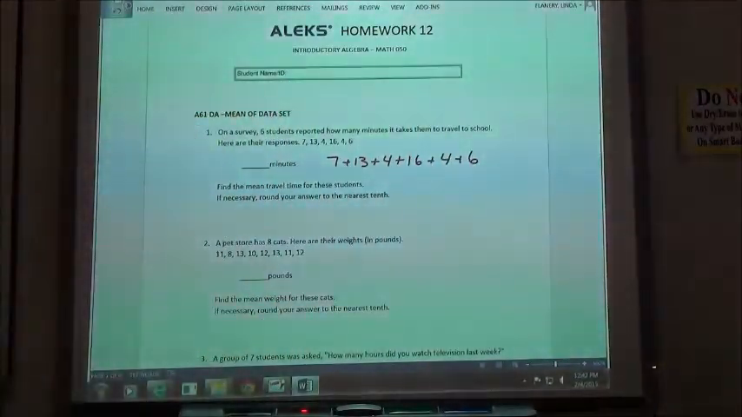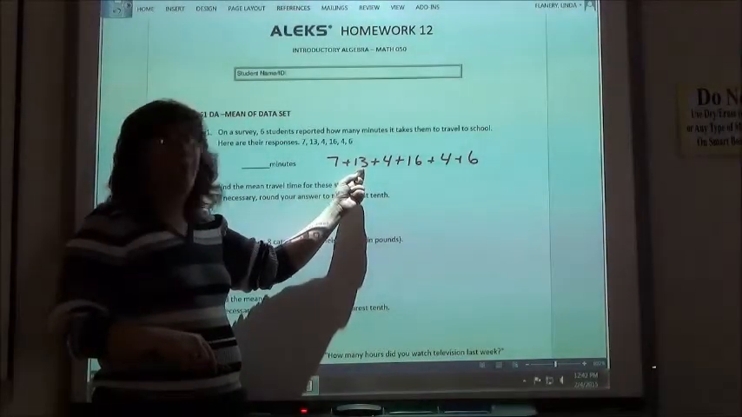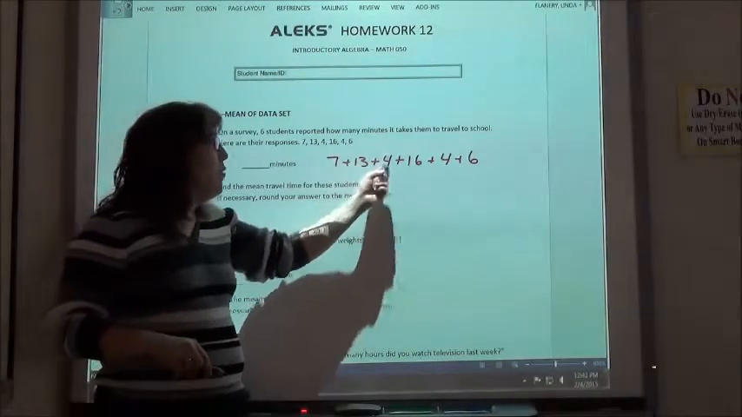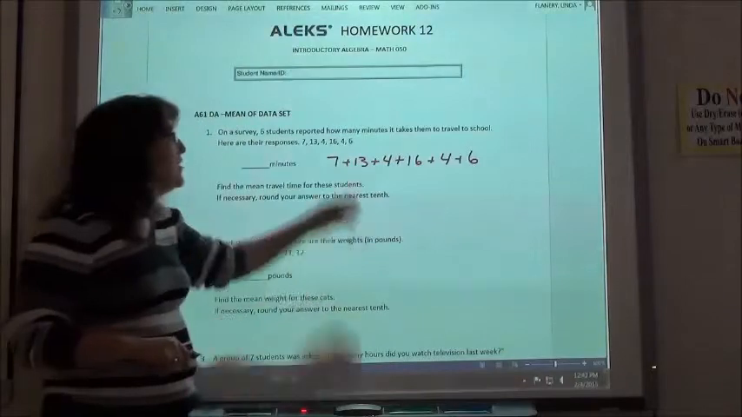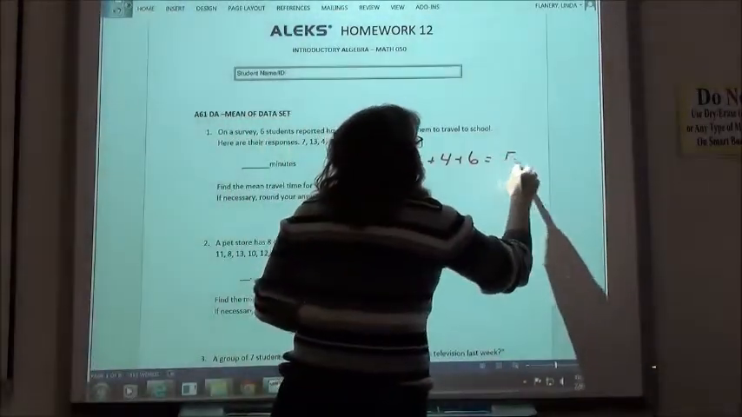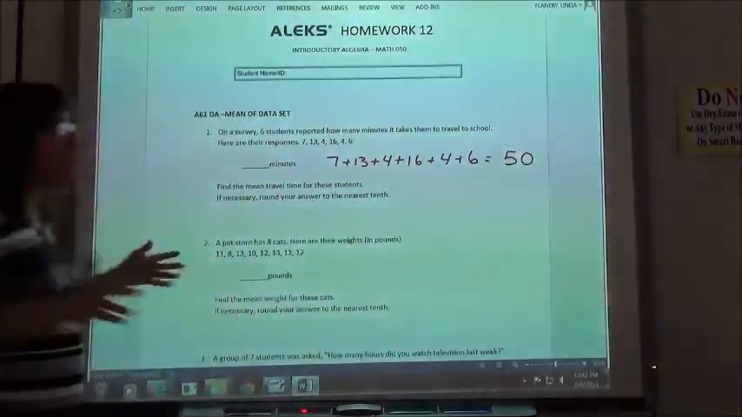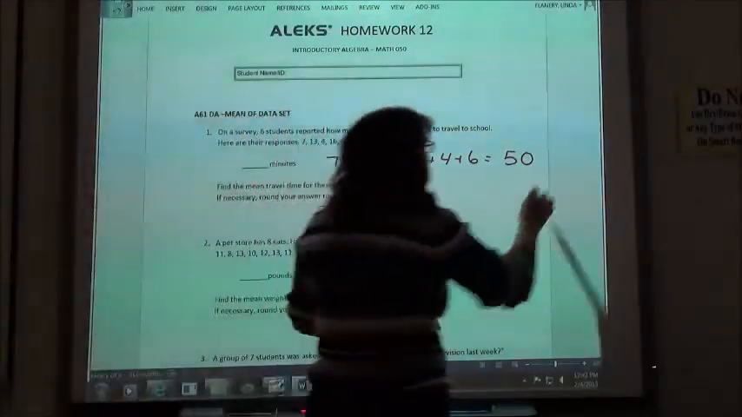If you want to use your calculator, you can, but this list happens to be easy enough to add. 7 plus 13 is 20. 4 plus 16 is also 20, and 4 plus 6 is 10. So 20 plus 20 plus 10 is 50. You do want to make sure you get that sum before you try to divide, because if you punch in your list and just do divided by 6, it's going to follow the order of operations and only do 6 divided by 6. So we need the 50 first, then we're going to divide that by 6.